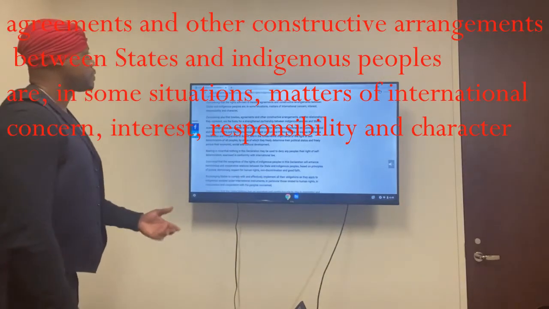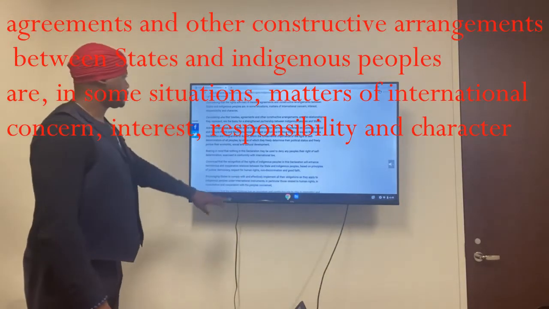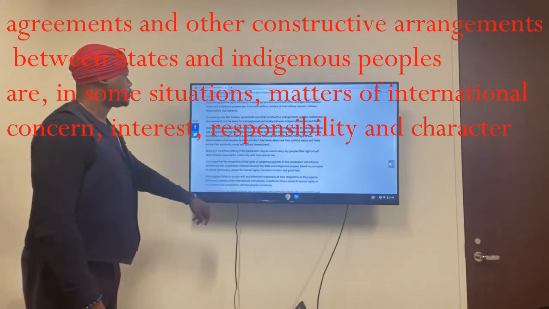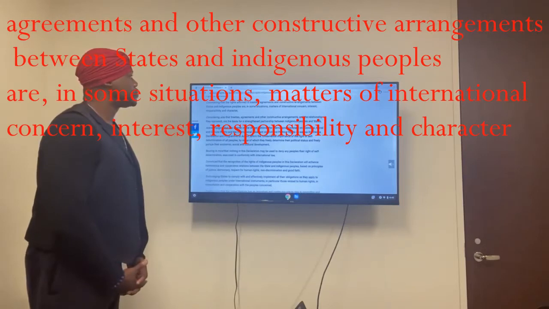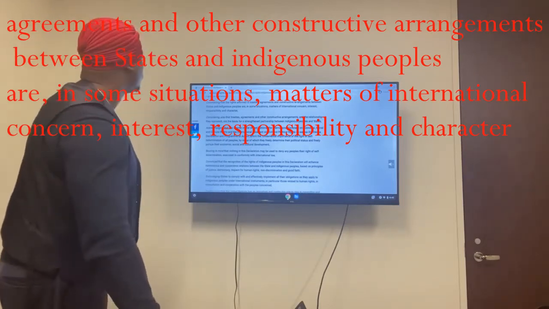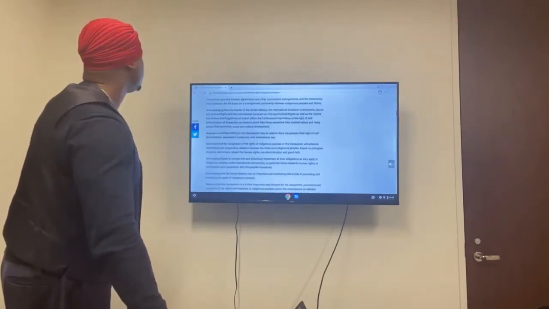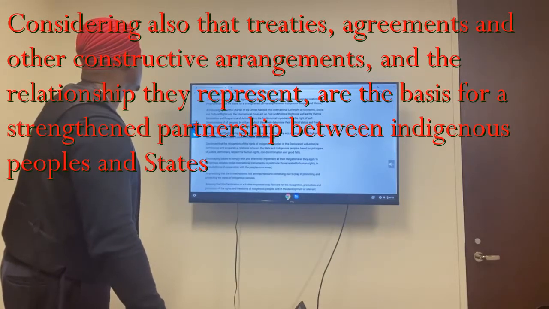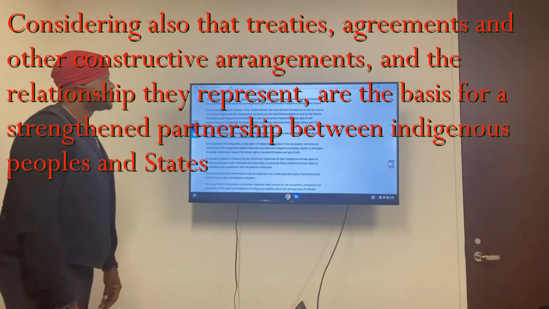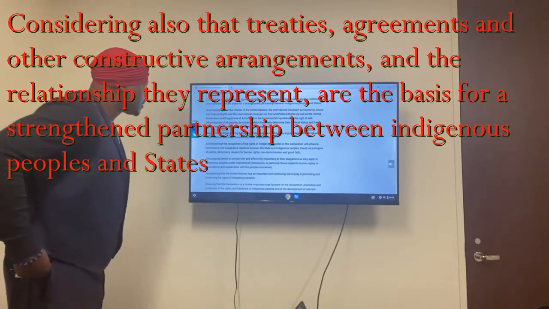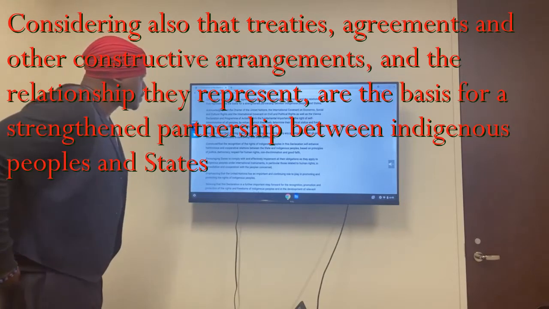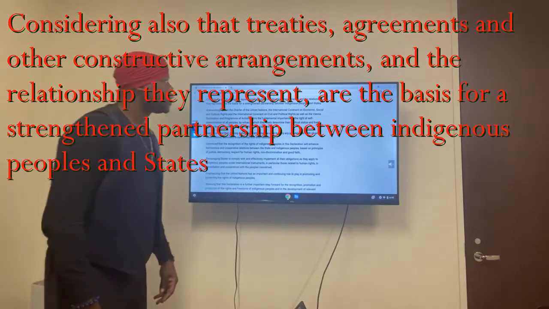Agreements and constructive agreements between states and indigenous peoples are in some situations matters of international concern, interest, responsibility, and character. Continue. Considering also that treaties, agreements, and other constructive agreements and the relationships they represent are the basis for the strengthened partnership between indigenous peoples and states.